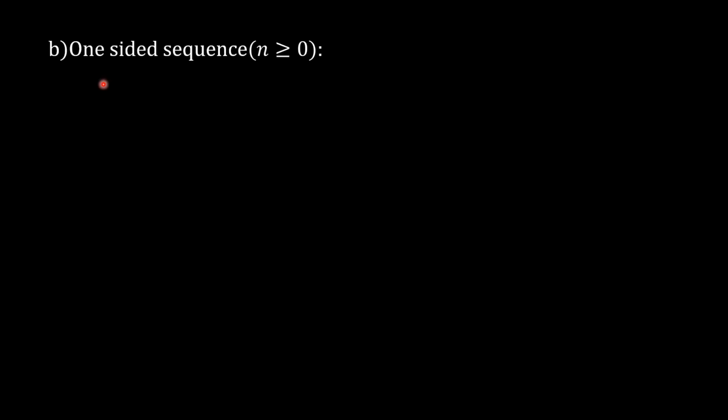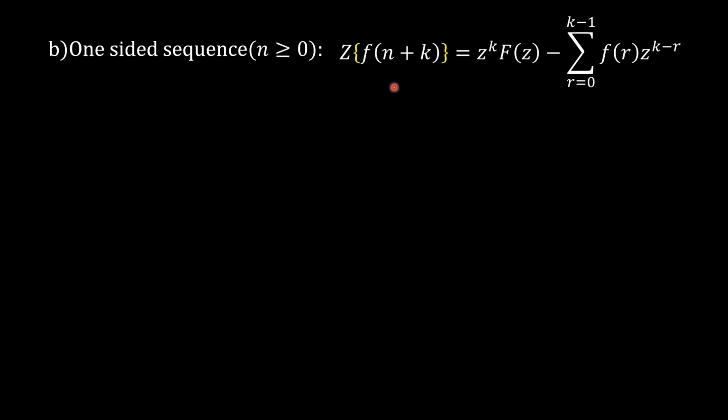In the same way, for a one-sided sequence, for n greater than or equal to 0, the Z transform of f of n plus k is given by z raised to k into F of z minus summation r from 0 to k minus 1 f of r z raised to k minus r. So this is for a one-sided sequence, the left shift property.